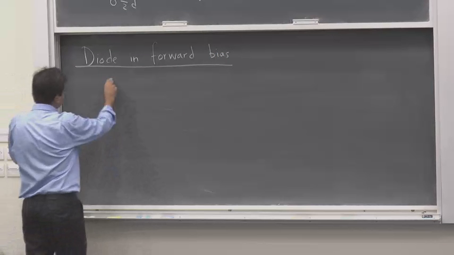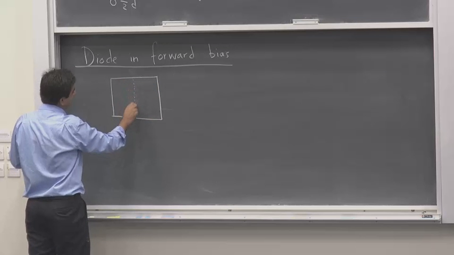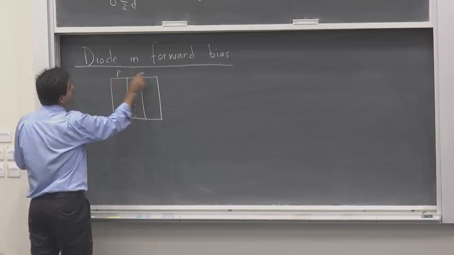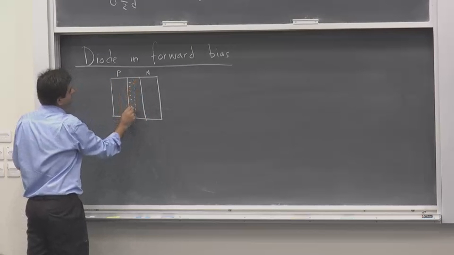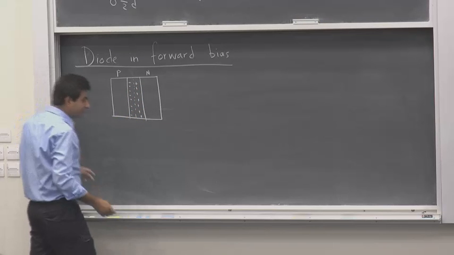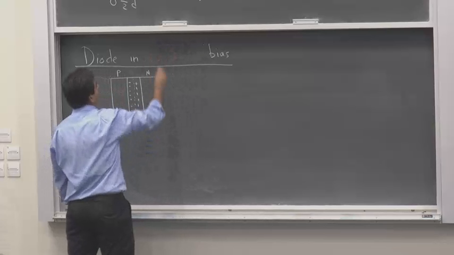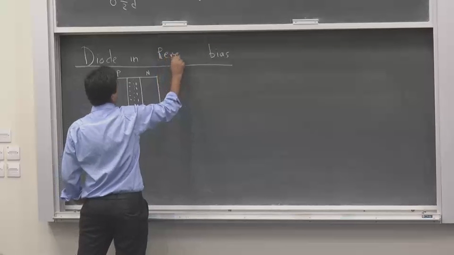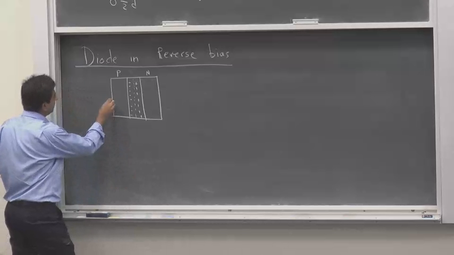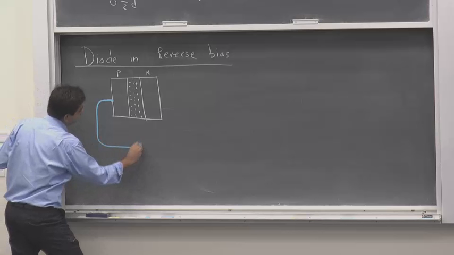So I have a PN junction. P, N, negative, negative, negative. Let's do reverse bias first. Reverse bias means I take a piece of wire, negative, positive.